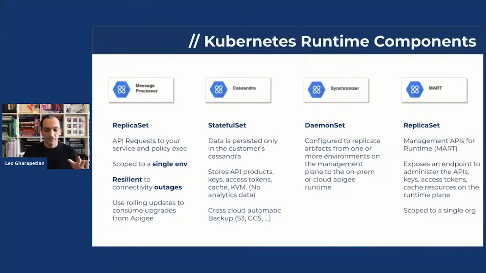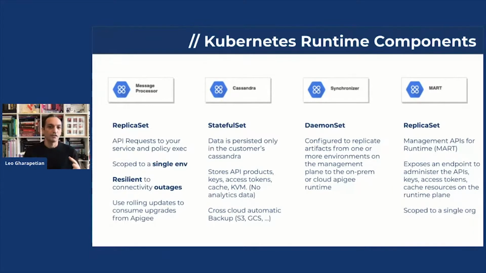As far as the Kubernetes runtime that I was mentioning that you run on each and every one of your Kubernetes clusters, there are a couple of components, but these are the four main ones. We start off with the message processor. This runs as a replica set, and it basically handles all the API requests to your services and also manages any policy executions that need to happen. It's scoped within a single environment, and I'll get into what environments are. Think of them as sandboxes. And it's very resilient to connectivity outages. And then the rolling updates that happen from the management plane come across as rolling updates in the Kubernetes cluster, and it updates the message processor.